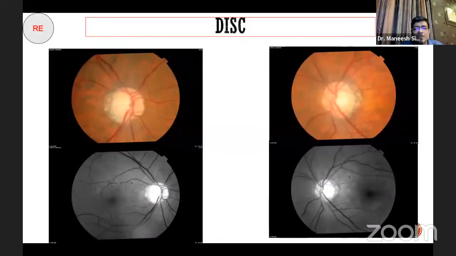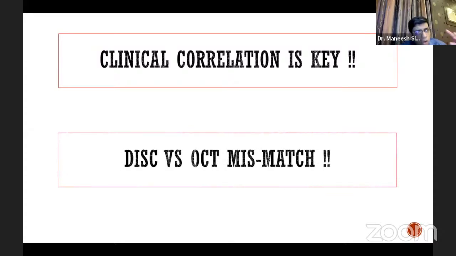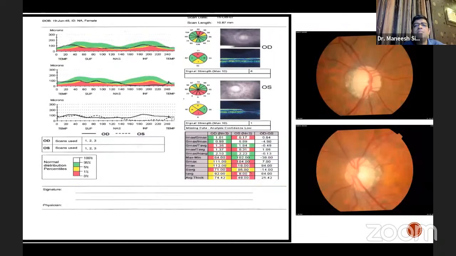But if you see, the disc looks fairly okay. The right eye, you can see there is mild inferior slope. Left eye looks like a temporal slope. There's no obvious neuroretinal thinning, which Dr. Parul was mentioning in her presentation. So again, very important, you have to clinically correlate your disc with the OCT or the field, because glaucoma is a disease of the optic nerve, and how well you can evaluate the optic nerve determines how well you can diagnose the glaucoma. In this case, there is a mismatch.